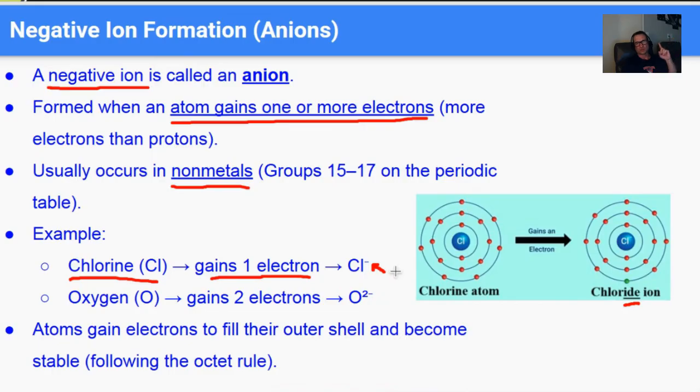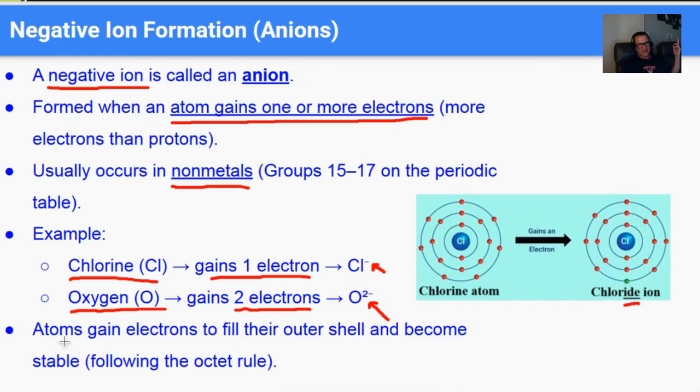Its charge is -1. Now, oxygen, on the other hand, it's a group 16 element. It's got 6 valence electrons, so it needs 2 in order to become stable with 8. So it needs to gain 2 electrons. So when oxygen steals 2 electrons from another atom, it's going to have a charge of -2. And you write it like that, O2 minus. So oxygen ions, oxide ions, will have a -2 charge.